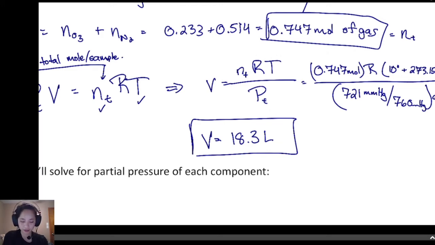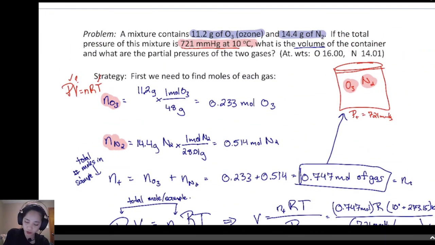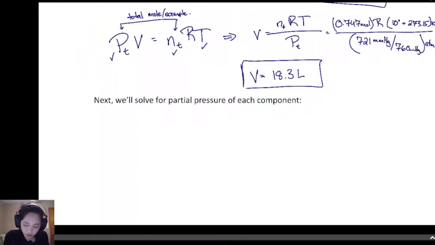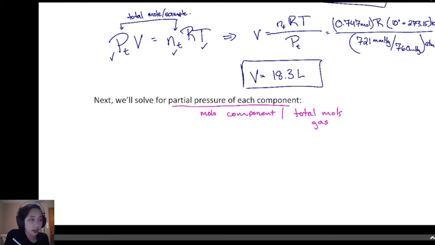Great. Okay. So we got the first part of the question. What is the volume of the container? Now the second part of the question says, what are the partial pressures of the two gases? All right. So we know the number of moles of each of the gases, and we know the total number of moles of gas. So we'll be able to get our mole fractions pretty easily. To get the partial pressures, we need the moles of each component, we need total moles of gas, and we need to know the pressure total, which they gave us.